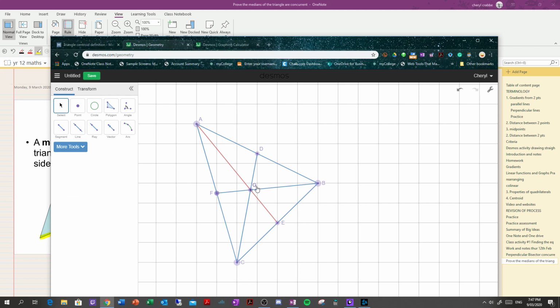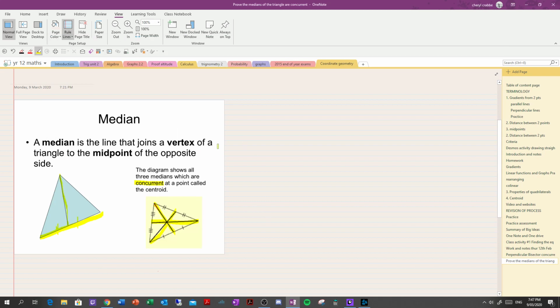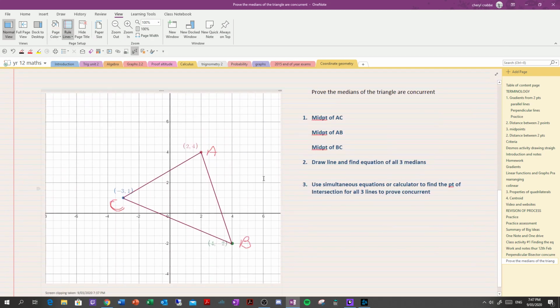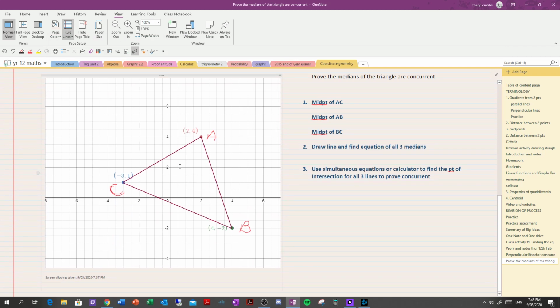Now, how would we prove that if we didn't have Desmos drawing that? So this is the beginnings of things. If we go down here, we have a triangle drawn, and we have coordinates A, B, C. In order to prove the medians of a triangle are concurrent, meaning they all come together at a single point, first of all, we're going to have to find and calculate the midpoints of AC, AB and BC. We're going to have to calculate those, and then draw our median lines in from the vertex to the midpoint, from C to the midpoint, from A to the midpoint.